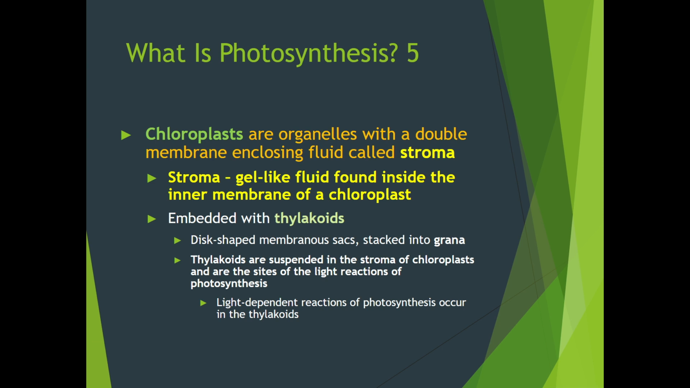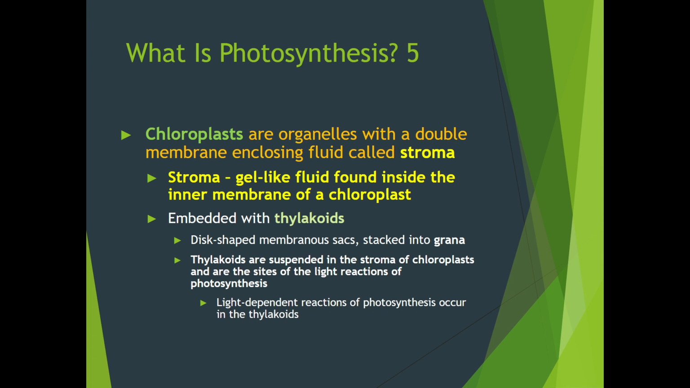So chloroplasts are organelles with a double membrane enclosing a fluid called stroma. We've covered that basic idea. Well, let's look at the stroma. What is it like? Well, it's a gel-like fluid found inside the inner membrane of a chloroplast. Interesting that chloroplasts, like mitochondria, both have double membranes. They both have an outer and inner membrane with an inside area that contains a fluid. Here we have the inside area that contains a fluid, and we're going to call that fluid the stroma.